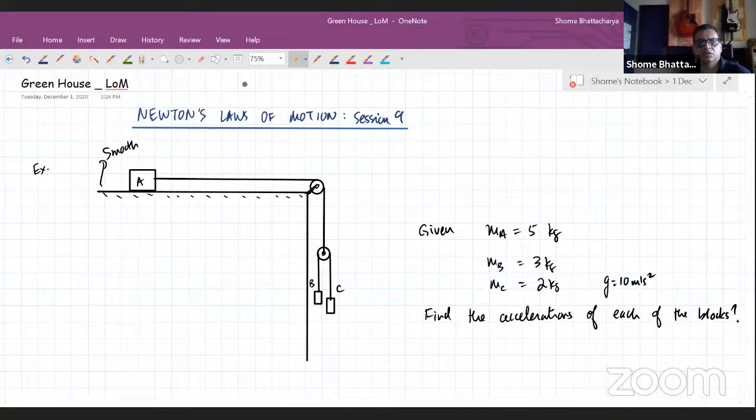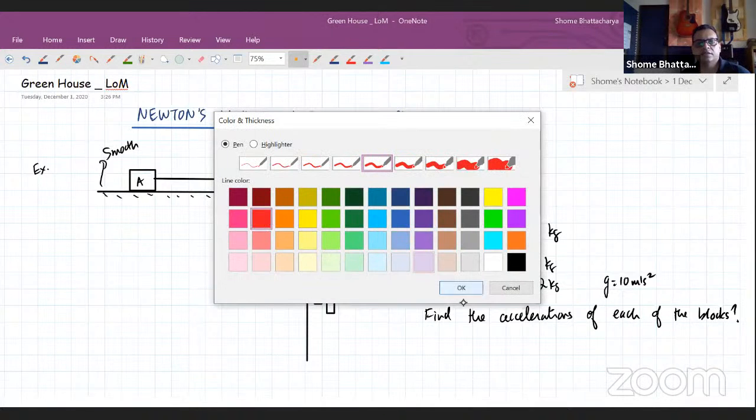So the first thing we understand here is that if I label this pulley as P1, then this pulley will have the same downward acceleration as the horizontal acceleration of the block.